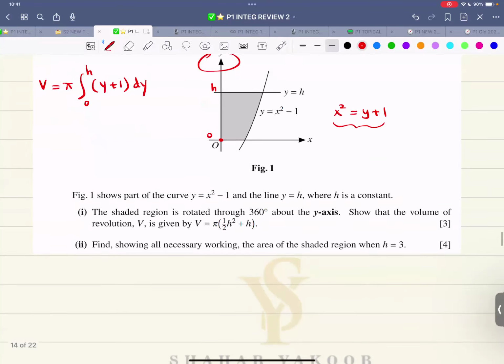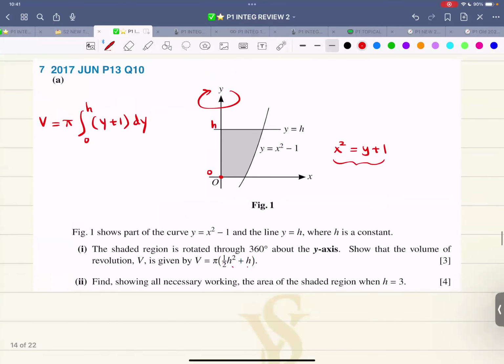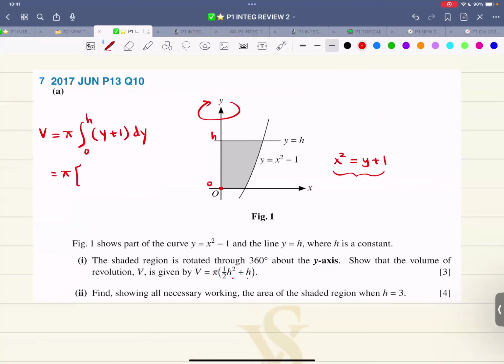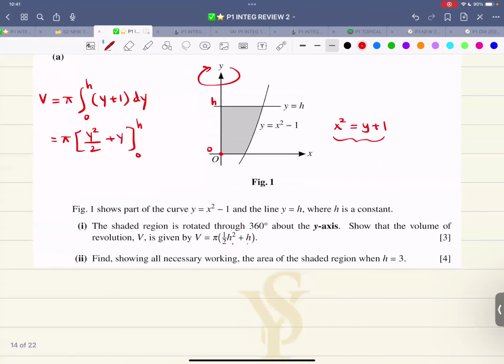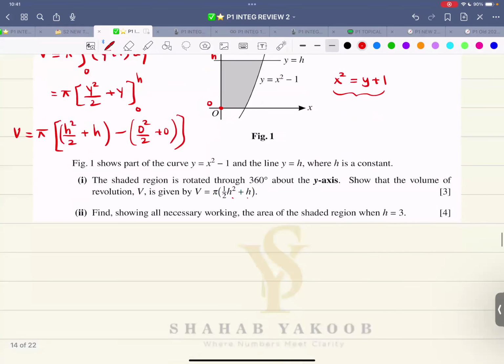So now let's integrate it individually because that's how the answer looks. So this is pi, y square over 2 plus y between the limits 0 and h. Now let me plug in the upper limit. When I plug in h, that's h square over 2 plus h. Minus when I plug in 0, that is 0 square over 2 plus 0, close the bracket. So therefore, this comes out to be volume, that is pi, half h square plus h. That is exactly what's written over here for 3 marks.